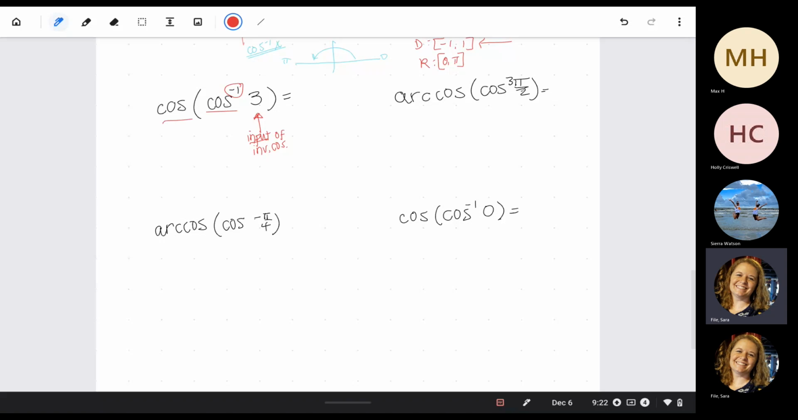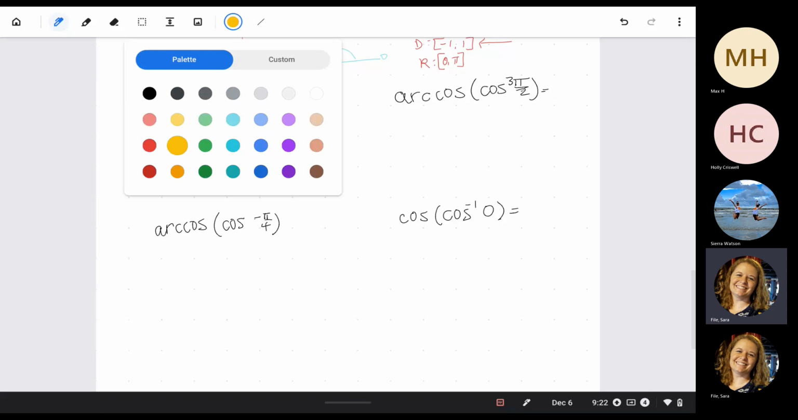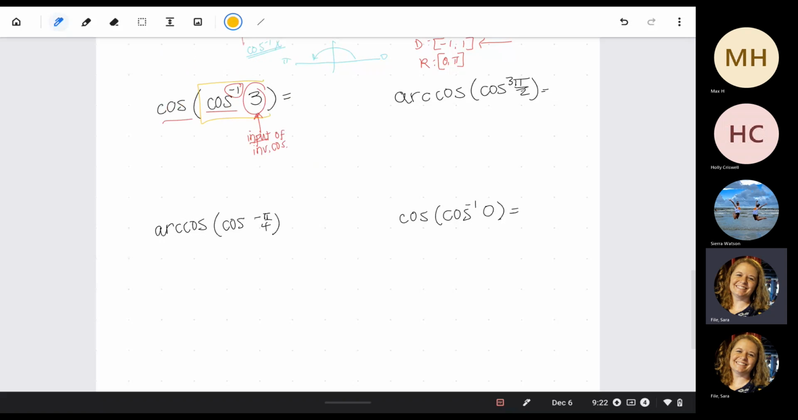So I can't do this. If you're ever confused on whether these two pieces can just cancel out and this be your answer, just work inside out. Break it down piece by piece and try and answer the inside first. Try and answer, at what angle is cosine's value 3? And the answer is never. There is no angle where cosine's value is 3. The graph of cosine doesn't go up to 3. It goes between -1 and 1. So because this exists nowhere, I cannot just cancel those out and have 3 be my answer. This has no solution.